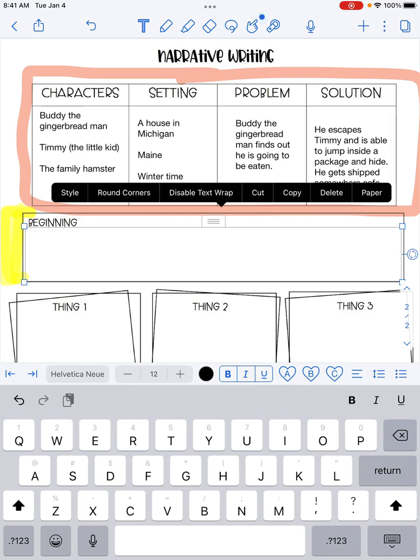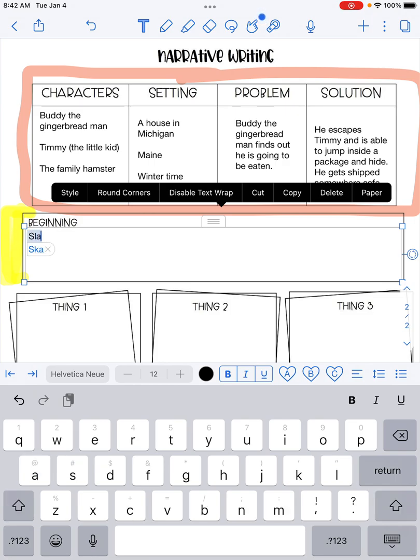So I might include something like a sound. Now, I know in the beginning I need to introduce the problem about Buddy finding out he's going to be eaten. So I'm thinking about something that could be a sound that then warns Buddy that he's going to be eaten or something like that. And I'm trying to think. Most likely Buddy would be in the kitchen. So maybe I do something like this.